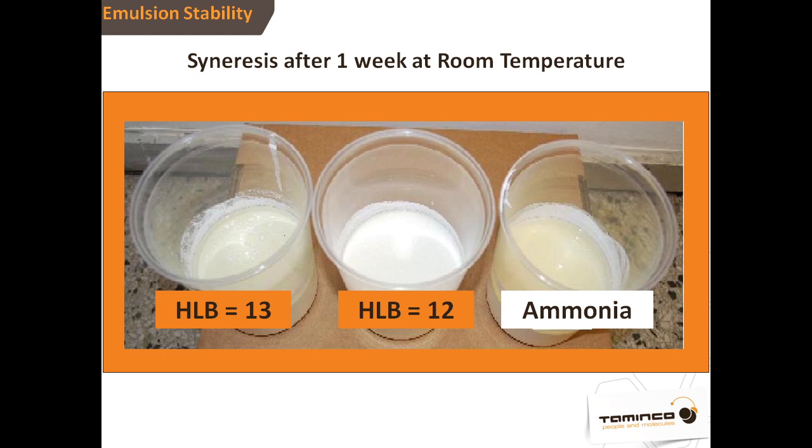In the case of ethoxylated fatty alcohols, one takes the hydrophilic portion of the molecule, which would be the molecular weight of the ethylene oxide, and divides it by the total molecular weight of the molecule, and then multiplies that by 20.